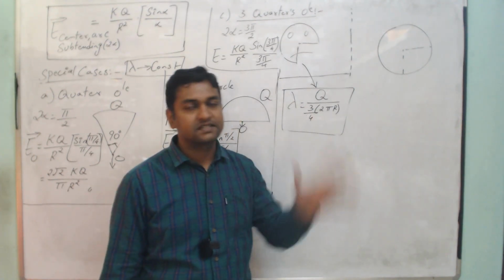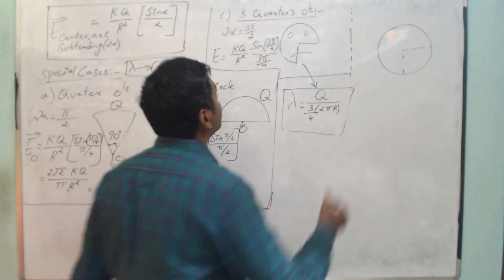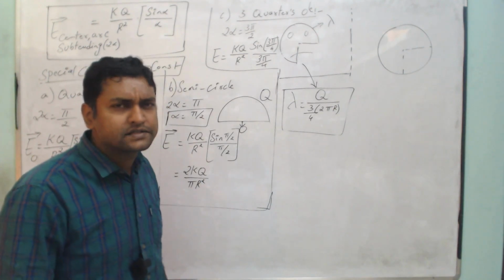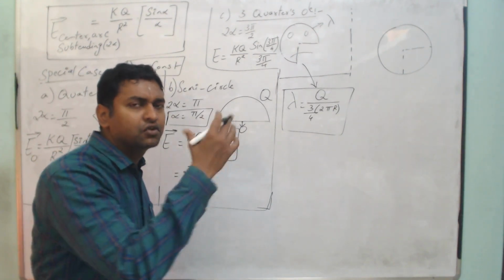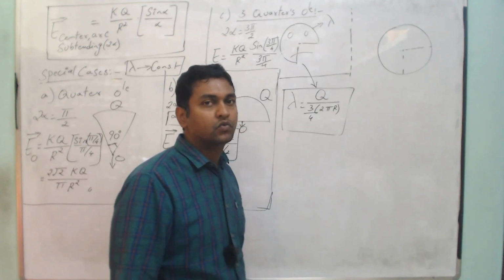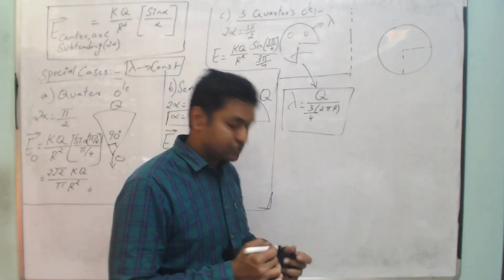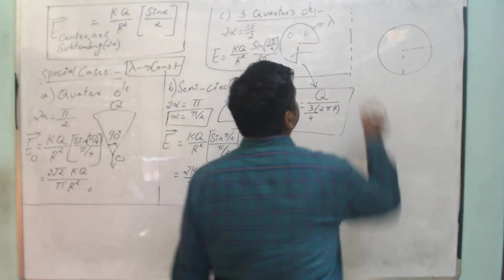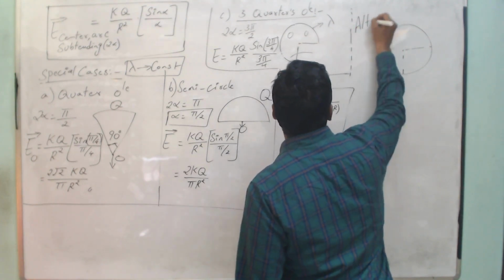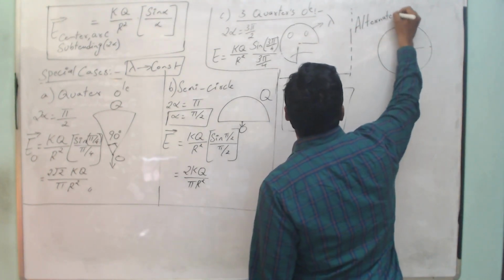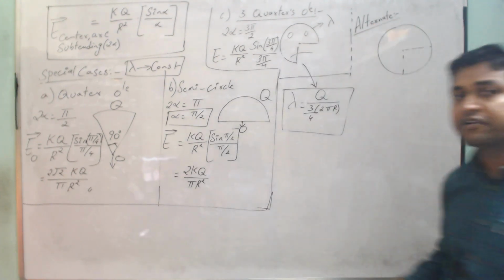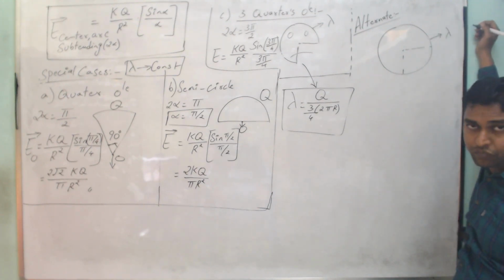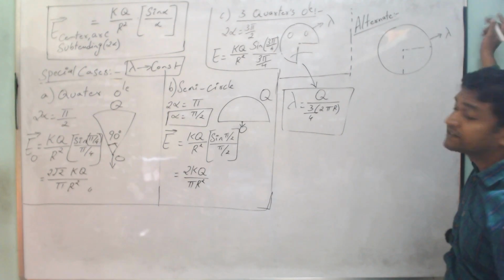After defining this as lambda, let this wire have a linear charge density of lambda, where lambda is this. The alternate method that I want to show is this: suppose I have one full circle with entire lambda. What should be the electric field at the center?